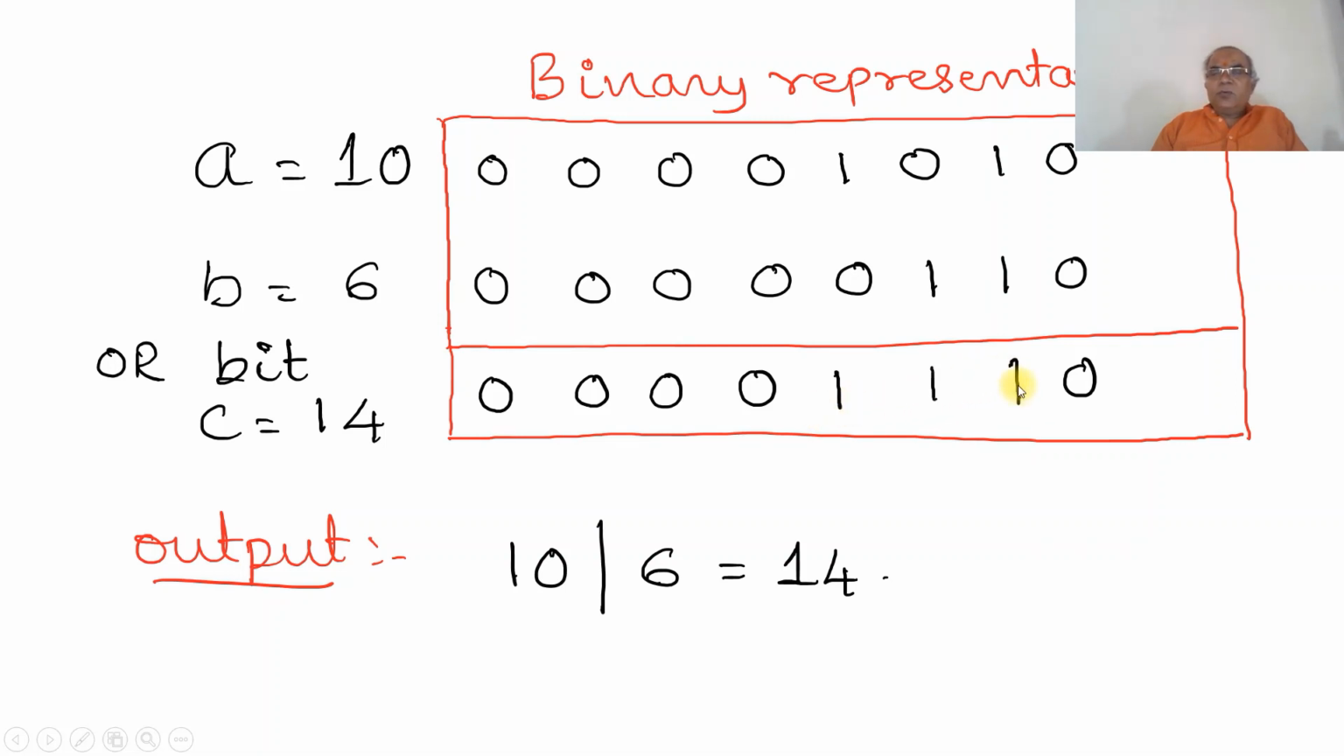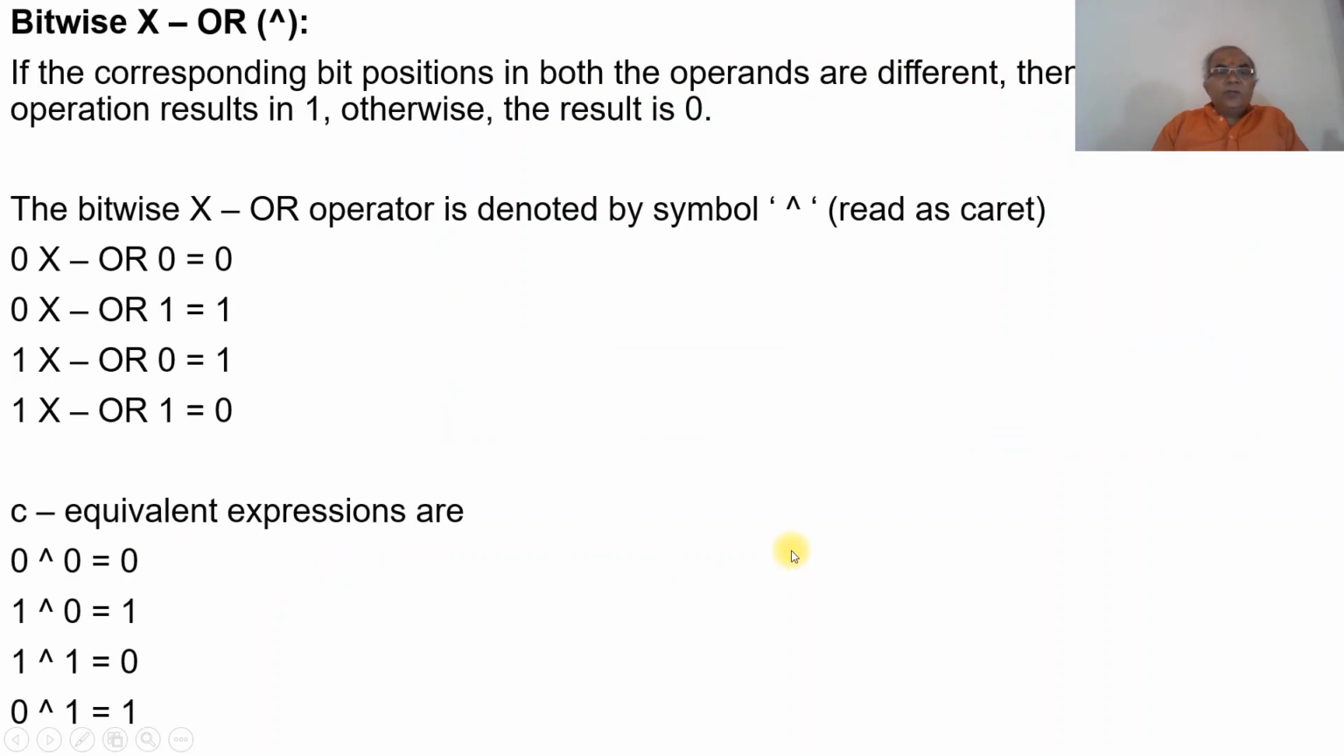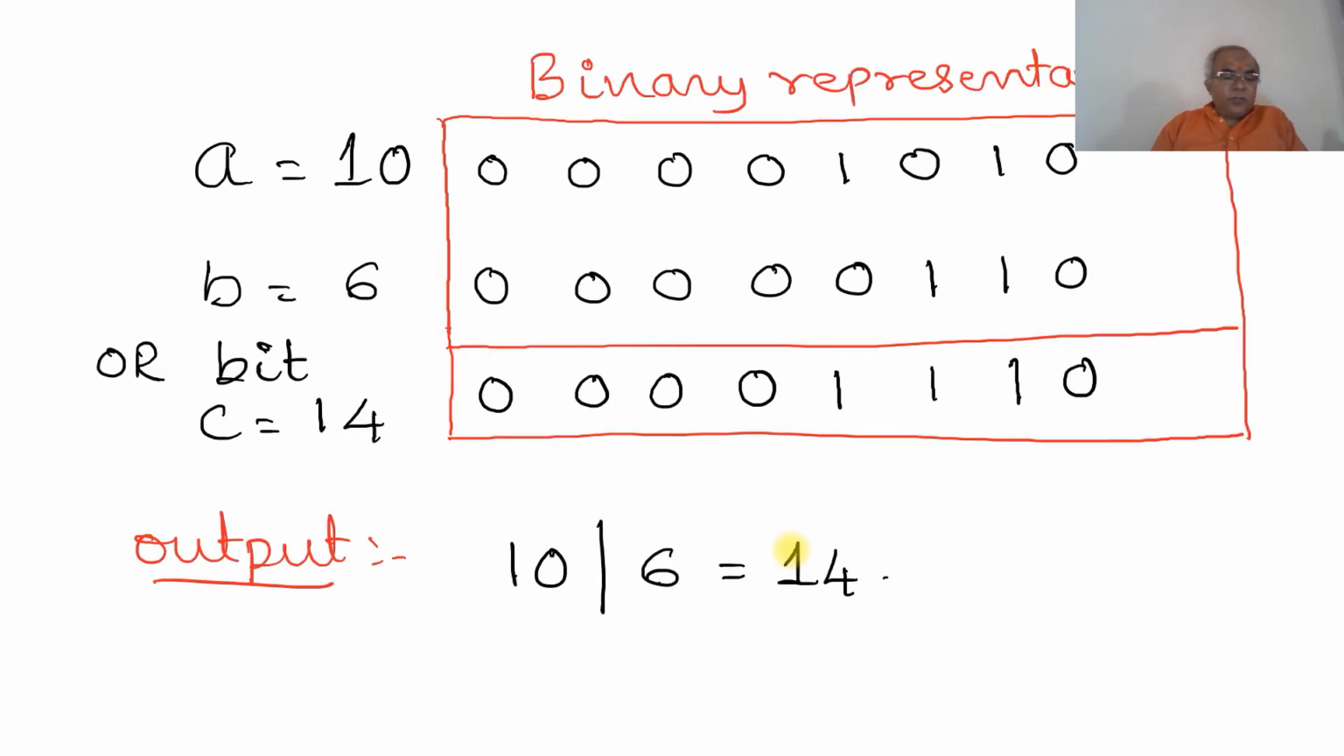And 12 plus 1 into 2 to the power of 1 is equal to 2. So 12 plus 2 is equal to 14. So therefore 10 bitwise OR 6 is equal to 14. So this is how the bitwise OR works.